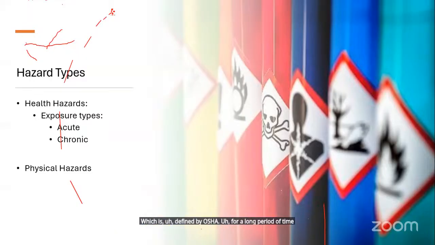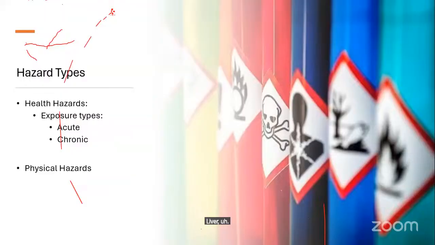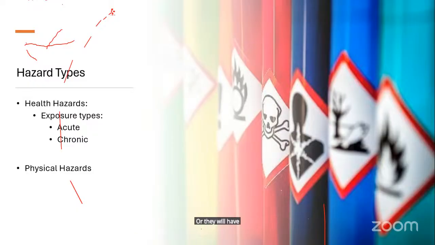If that happens, people can get cancer, or they can get renal failure, kidney failure, liver sclerosis, or central nervous system failure. And that is very bad. Or sometimes people will have sterility; they will not be able to have children anymore, or they will have a mutation in the gene, so whenever they have kids, the kids could be deformed. So there are large effects of chronic exposure.